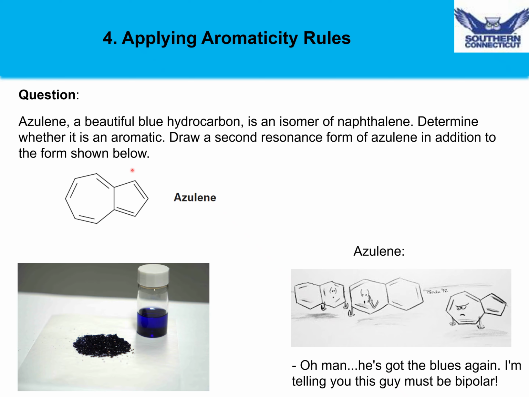Azulene, which is this beautifully blue-colored hydrocarbon, which is also an isomer of naphthalene, has a 7-member ring fused together with a 5-member ring. Based on this structure, try to determine whether this compound is aromatic or not, and then try to draw another resonance form of this compound.